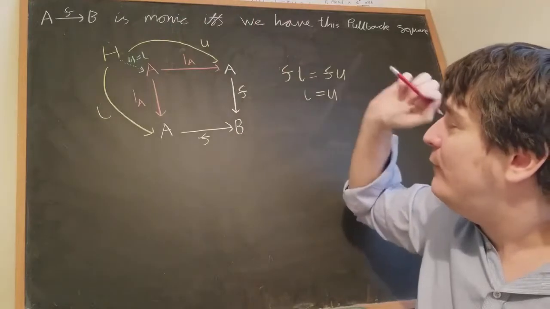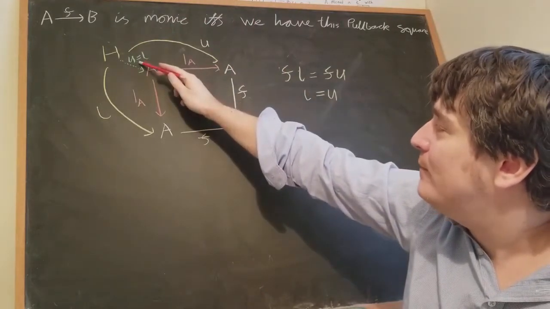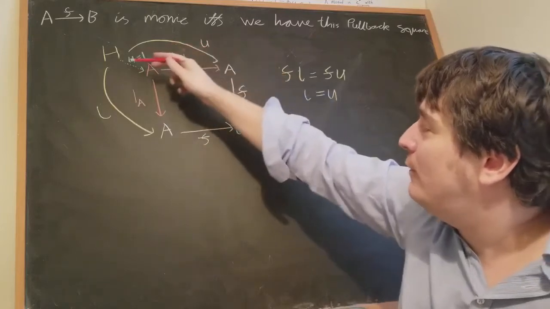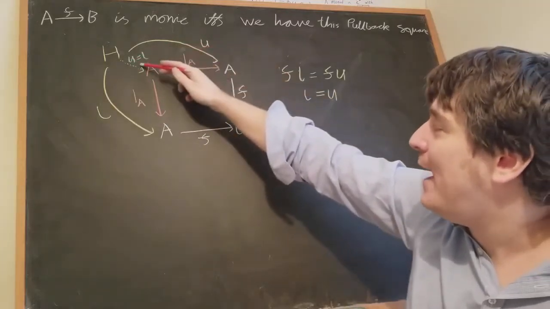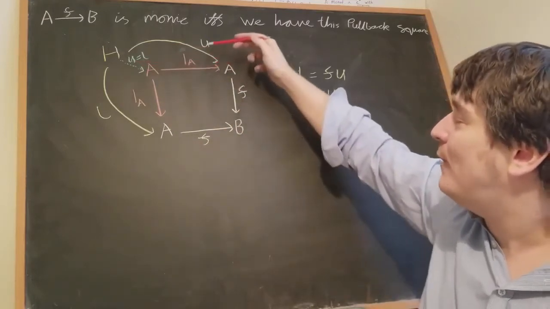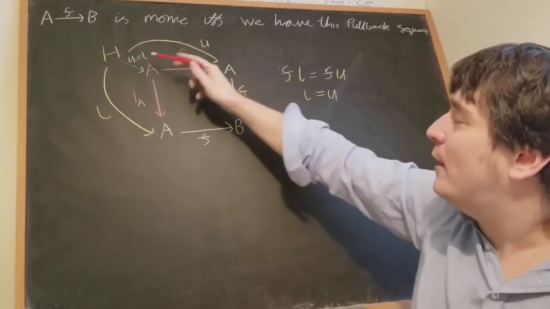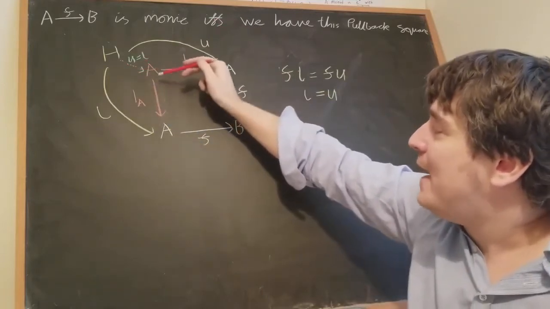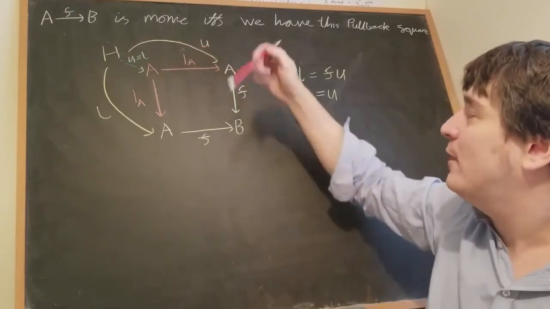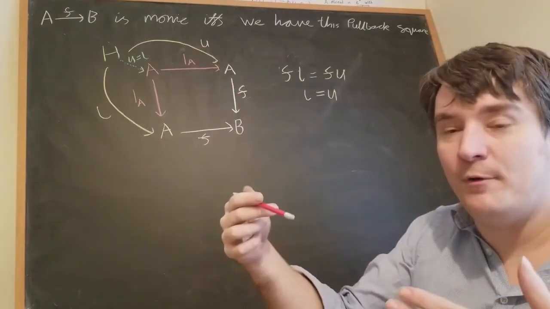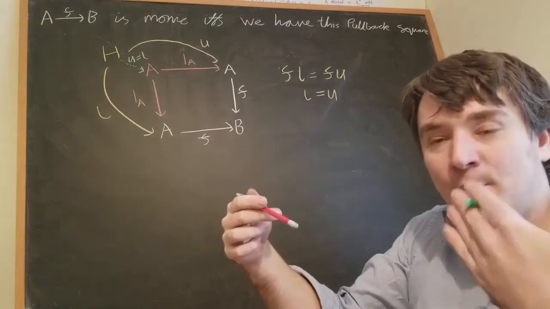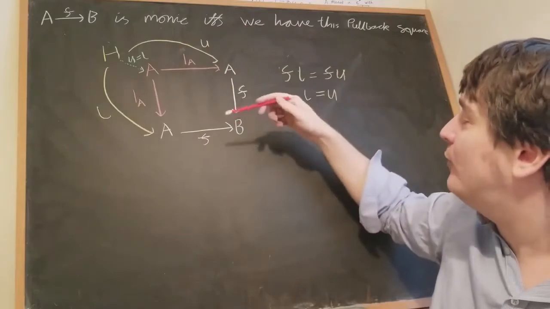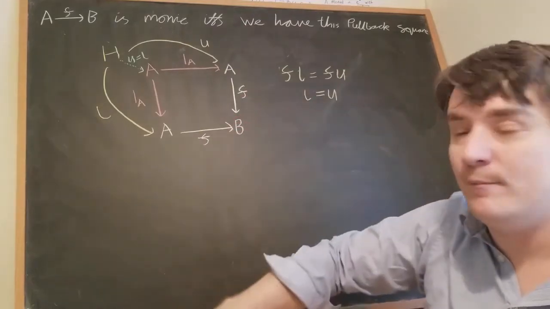Because if we had some other arrow, let's say K, which was not equal to U or L, then when we compose along here, we'd be doing identity after K, which would just give K. Well, we have to have that K would be equal to U. So in fact, this is the only arrow from H to A which could make these two triangles commute. And that is the universal property for a pullback that we wanted to have. So this proves that we do indeed have a pullback square when F is a monomorphism.